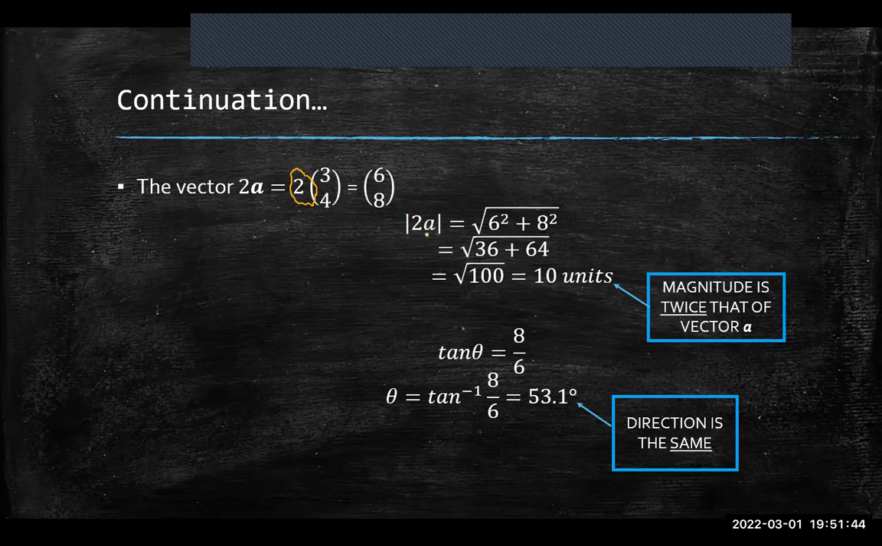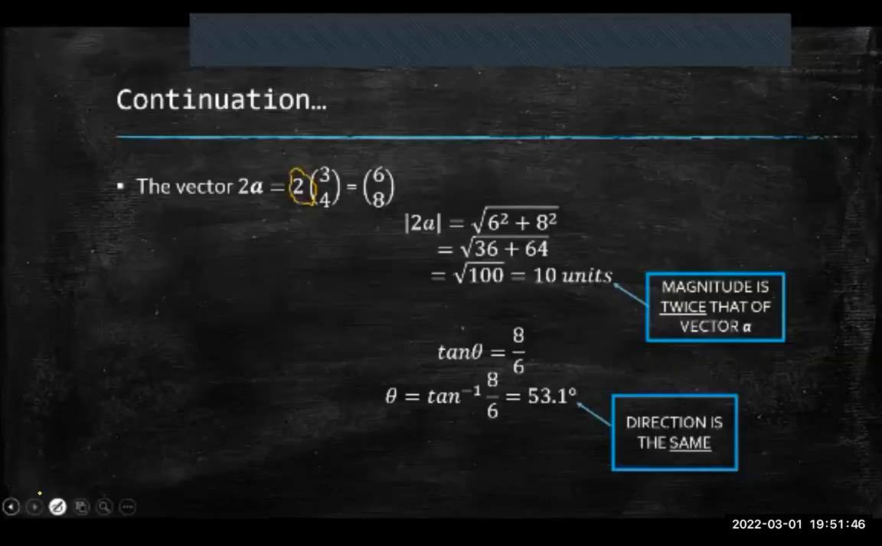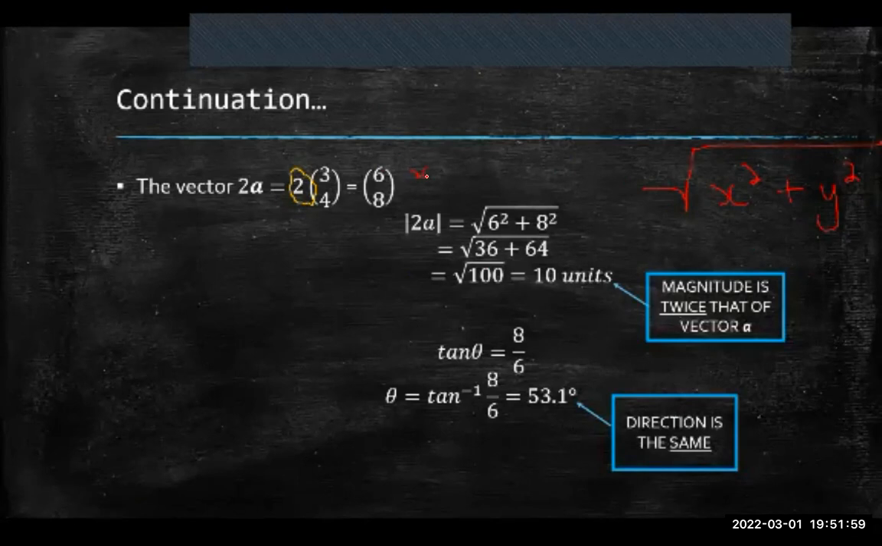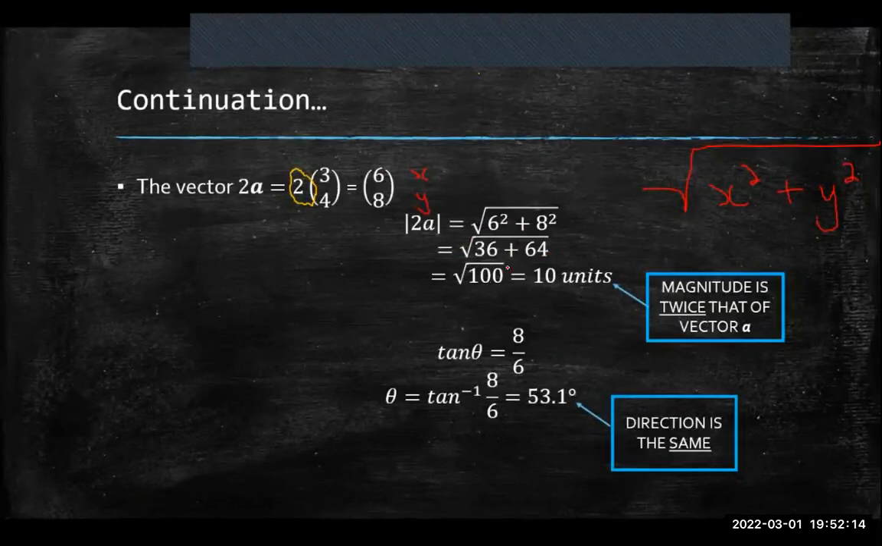So if I find the magnitude of 2A, remember, magnitude is the square root of x squared plus y squared. The top number is always x, the bottom is y. So x squared would be 6 squared, plus y squared would be 8 squared. 6 squared is 36, 8 squared is 64. 36 plus 64 is 100. The square root of 100 is 10 units.